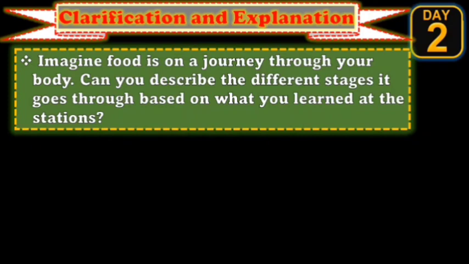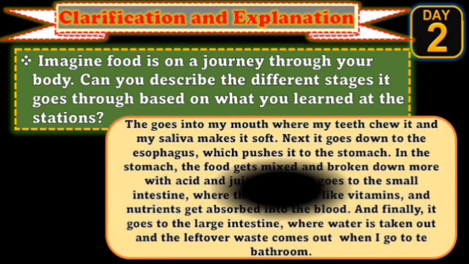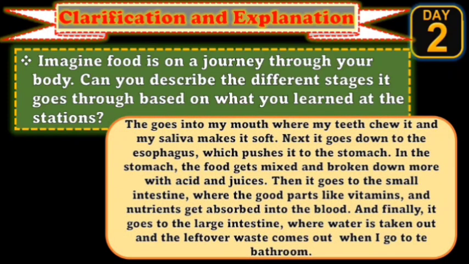Imagine, food is on a journey through your body. Can you describe the different stages it goes through based on what you learned at the stations? So the possible answer is, it goes into the mouth, where my teeth chew it and my saliva makes it soft. Next, it goes down to the esophagus, which pushes it to the stomach.